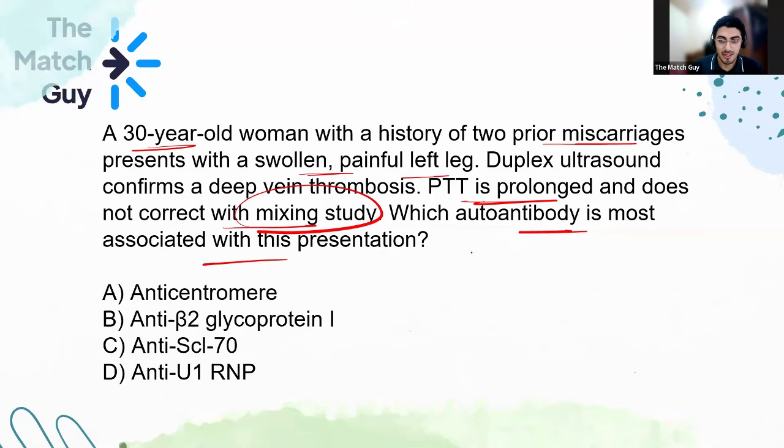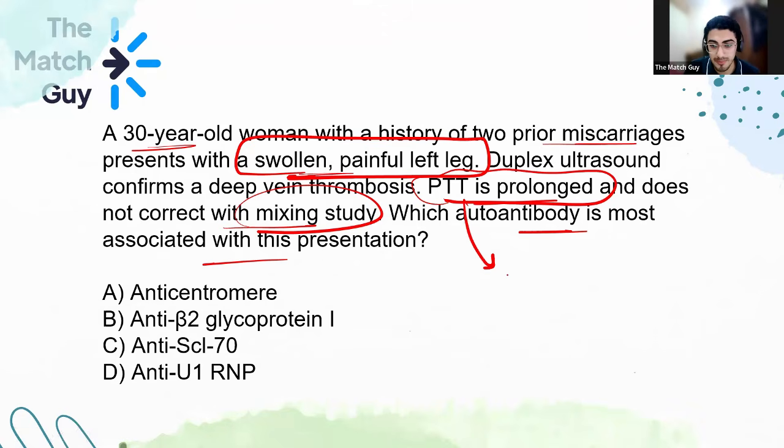Amazing. So we have a patient presenting with prior miscarriage and a DVT. And we have a very, very weird finding. He's saying that the PTT is prolonging. How the hell is the PTT prolonging? In prolonged PTT, I expect bleeding, not thrombosis.